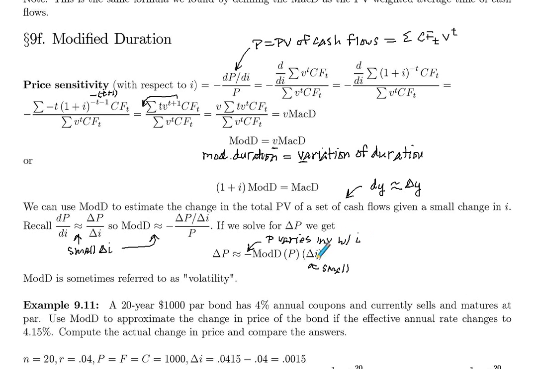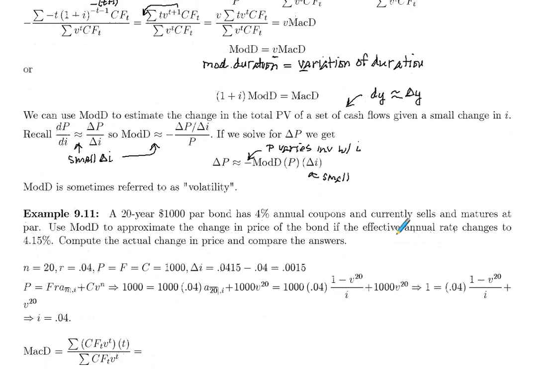So if we've got a positive change in interest rate here, it gets multiplied by a negative, so that means a negative change in price. If there's a negative change in interest rate here, it gets multiplied by a negative, giving a positive change in price. So interest rates increase, price decreases. Interest rates decrease, price increases. And also make a note, modified duration is sometimes referred to as volatility, and that might also be another help in remembering that modified duration is V, the discount factor, times Macaulay duration.